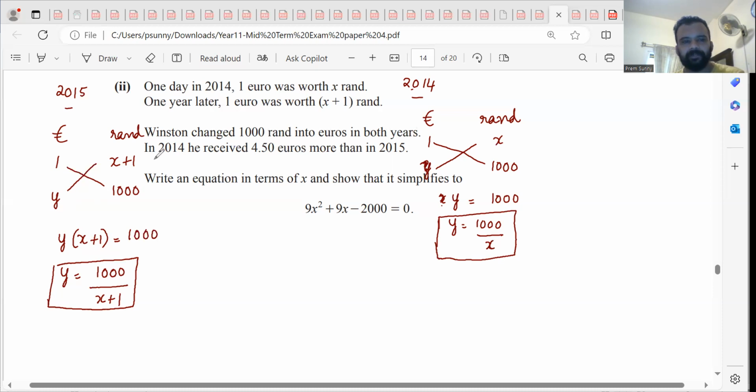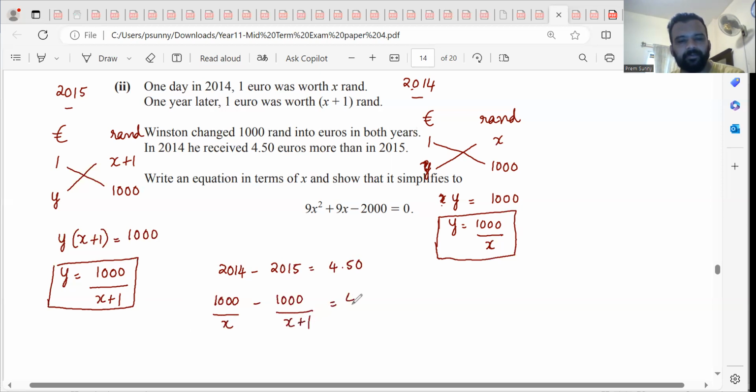The last part of this question: in 2014, he received 4.5 euros more than in 2015. That means whatever he got in 2014 minus what he got in 2015 is equal to 4.50. That is the difference. Now in 2014, what he got was 1000 by x euros, minus in 2015 the euros he got was 1000 by x plus 1.